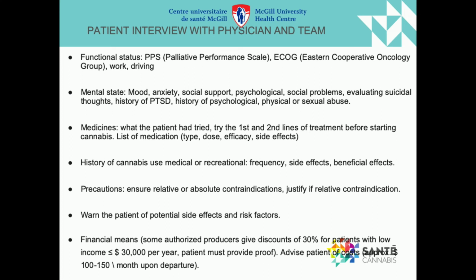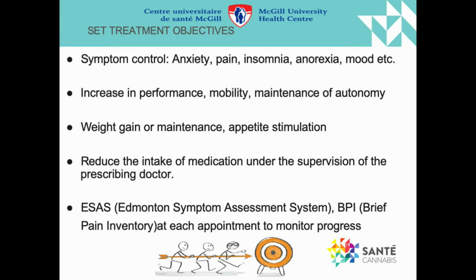So then with the patient, when we have assessed all the symptoms and the history of use of cannabis, we review if he has any potential contraindication, and then we set some objectives. So the objectives can be symptom control: for anxiety, pain, insomnia, anorexia, and plenty of other symptoms.